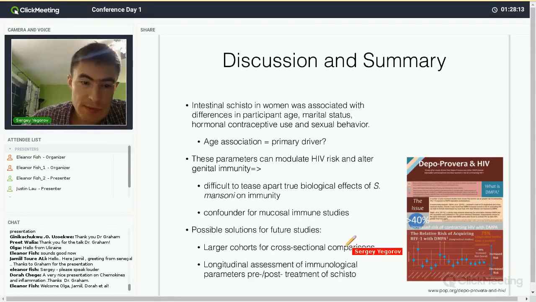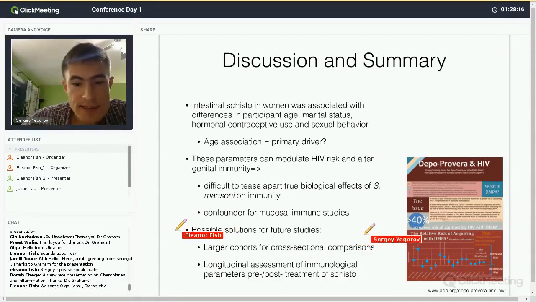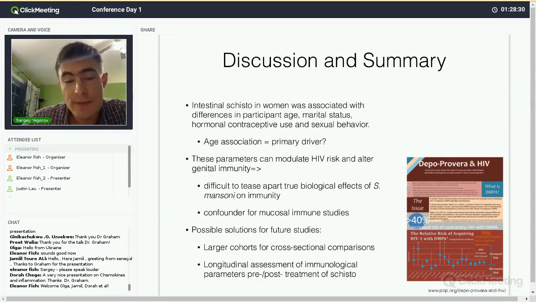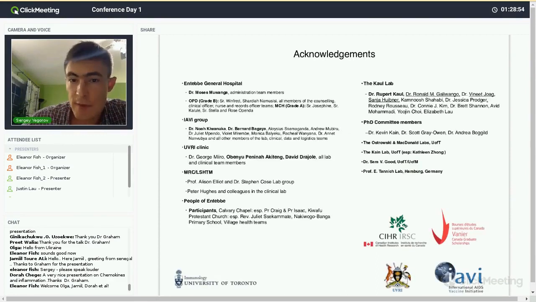we do have two possible suggestions for future studies for researchers. One is to recruit larger cohorts of participants if doing cross-sectional comparisons of schistopositive versus schistonegative women, or an alternative is to do a longitudinal assessment of immunological parameters before and after treating the disease. That way, we're looking at the intra-individual changes in immunological parameters, and that would take into account any confounders that might be there between differences between schistonegative and schistopositive women.